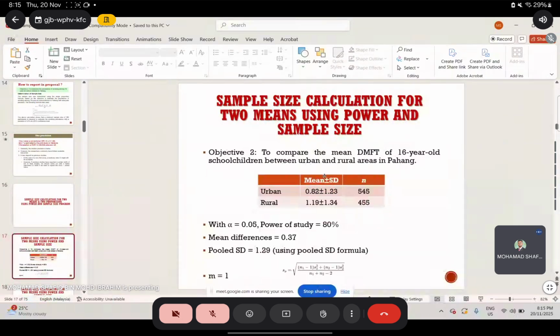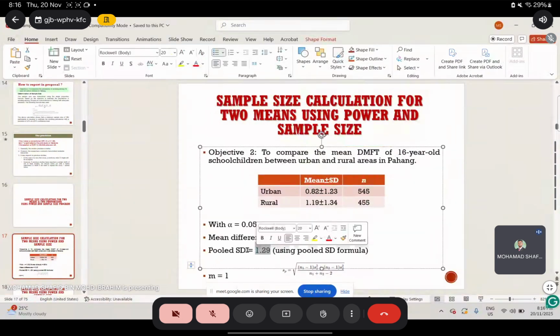So first, you need to have the mean and standard deviation, as well as the sample size. From there, you can come out with the pooled standard deviation. So this will be the pooled standard deviation. You just need to enter into this formula until you get 1.29.